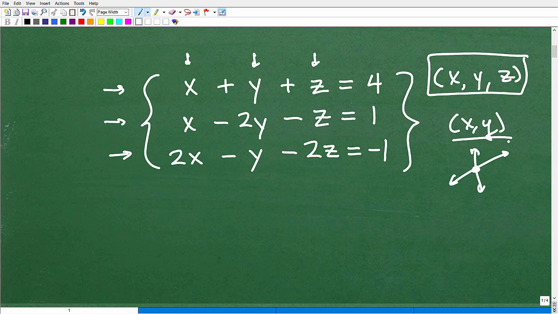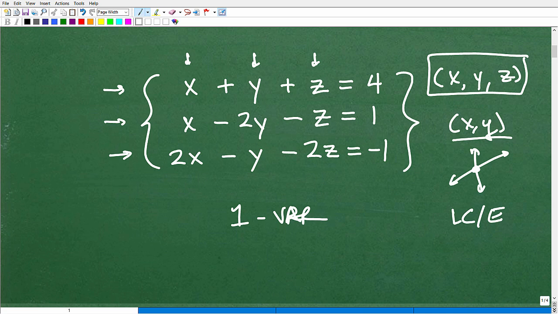Well, you can use the substitution method or the linear combination method. I think the linear combination elimination method is a little bit easier when you're dealing with 3-variable systems. But what we need to do is eliminate. We need to take these equations and eliminate one variable. So we got to get rid of one variable. We need 2 equations where we get rid of one of the variables.